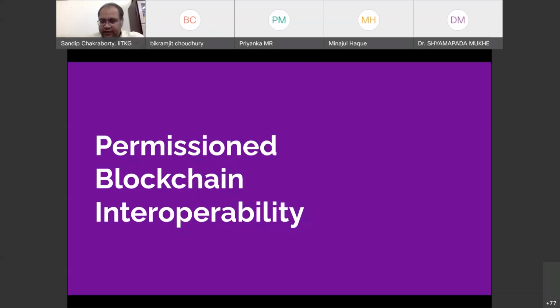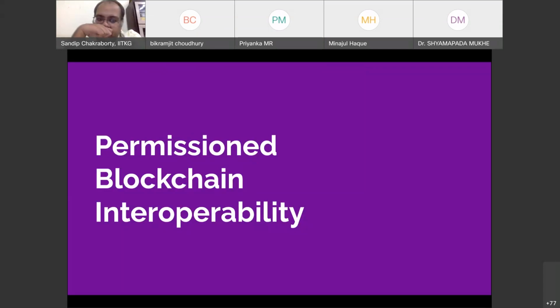So let us start talking about permission blockchain interoperability. Till now we have seen the way interoperability is supported for permissionless blockchain architecture, in the context of cross-chain asset transfer or type of money transfer from one cryptocurrency to another cryptocurrency. So now let us see how we can support such kind of interoperability for a permission blockchain network.